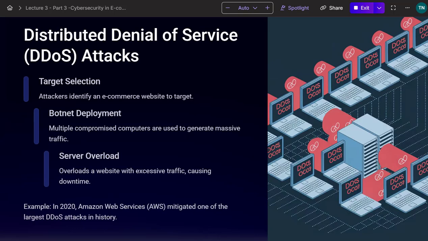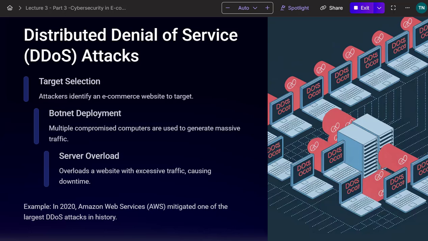Another attack is the DDoS, or distributed denial of service, right? DDoS attacks target websites and online services by overwhelming them with excessive traffic from multiple compromised computers. Attackers first identify a vulnerable website or service to target, often an e-commerce site. They then deploy a botnet, a network of infected computers under their control, to generate a massive amount of traffic. This overloads the target server, causing it to crash or become unavailable, resulting in downtime and disruption.